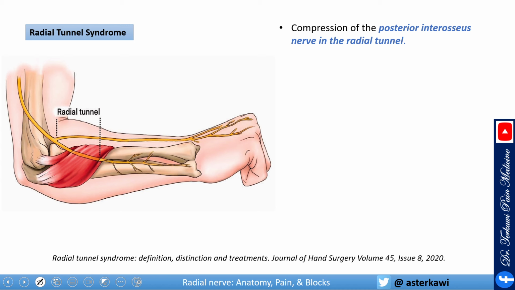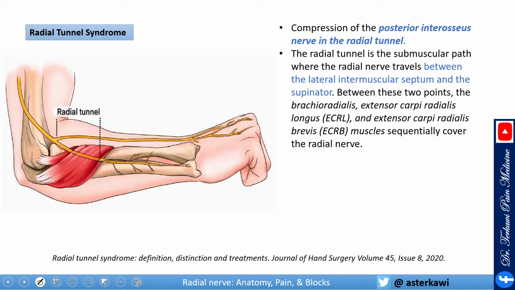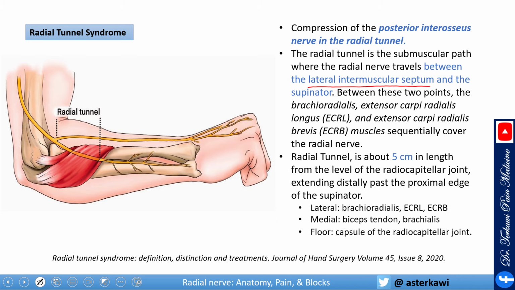Another example, we have the radial tunnel syndrome, which is a compression of the posterior interosseous nerve in the radial tunnel. The radial tunnel is the submuscular path where the radial nerve travels between the lateral intermuscular septum and the supinator. The lateral intermuscular septum is formed from three muscles, as I showed you in the anatomy section: brachioradialis, extensor carpi radialis longus, and brevis. The radial tunnel is about 5 centimeters in length from the level of the radiocapitular joint, extending distally past the proximal edge of the supinator.